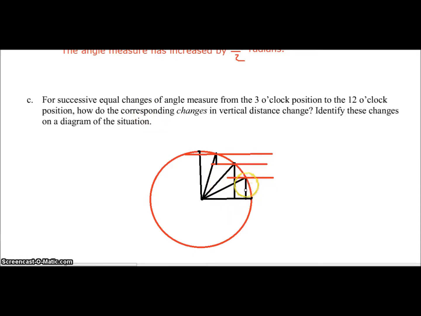So here's our first initial height, and then I'm going to erase this piece. We can see that this piece is our second change in height. So our change in height, a change in height, change in height, and then here we have another little bitty change in height. Notice that the changes in height are decreasing. The changes in vertical distance are decreasing. So how do the corresponding changes in vertical distance change? They decrease.